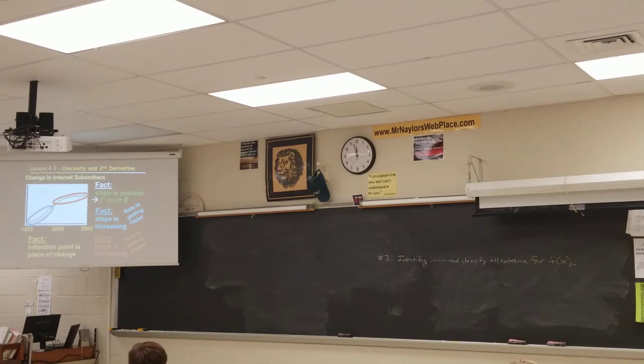By the way, the spot in the middle is called the inflection point. Now that's a new idea, but an inflection point is a place where you get this change of slope from increasing to decreasing.